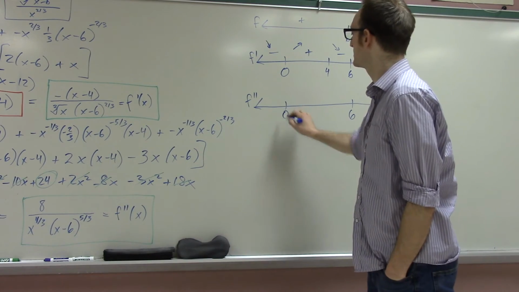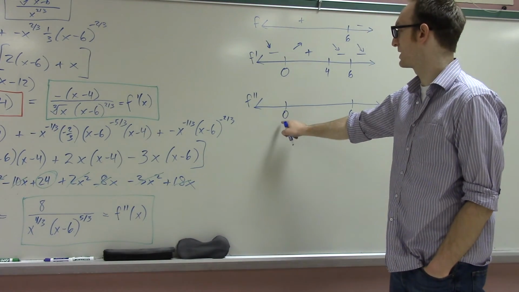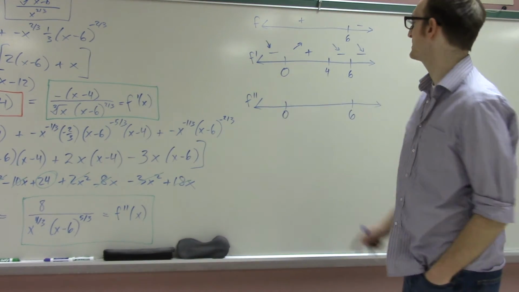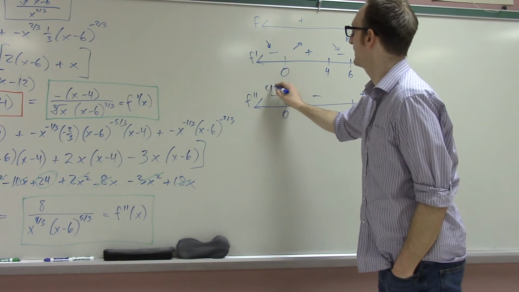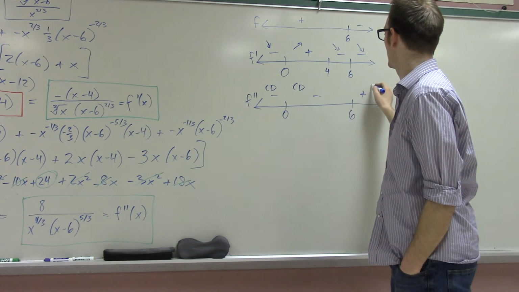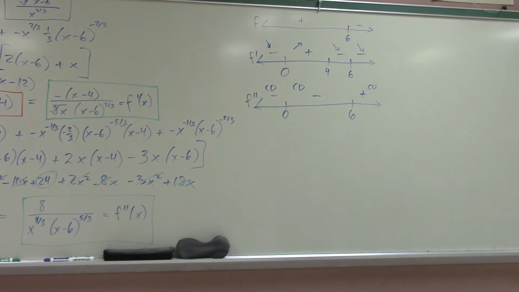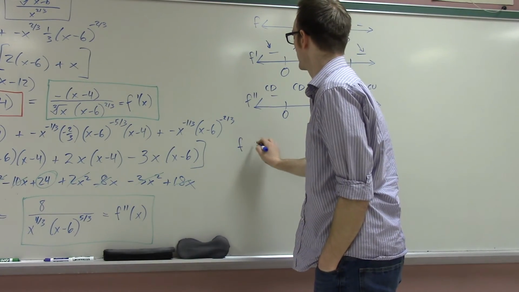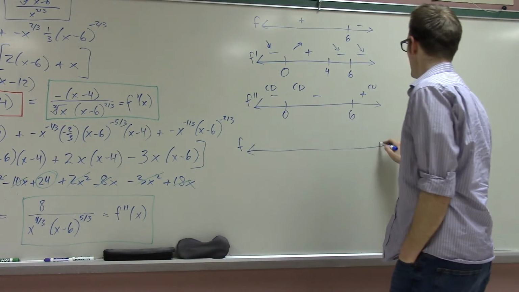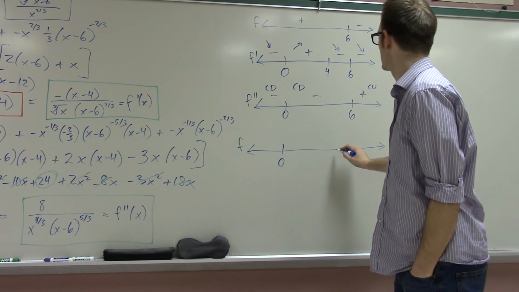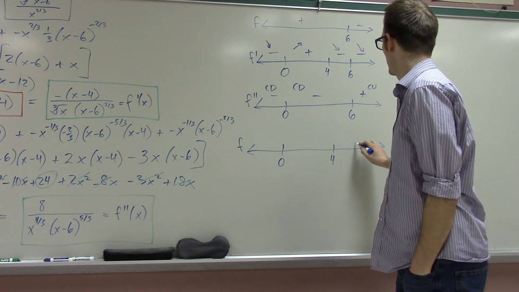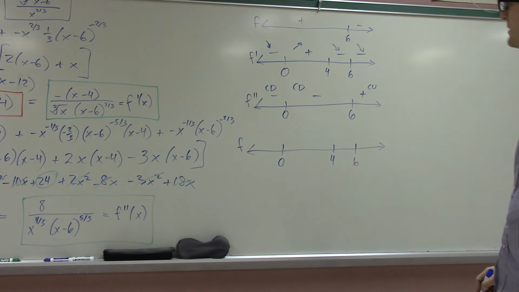If you want to put in 0 here, you can, but there's no sign change there. And the coefficient's positive, so it's just negative, positive. So this is concave down, concave down, concave up. Okay, so now we put it all together with our f number line. So we're going to have a spot at 0, a spot at 4, and a spot at 6.